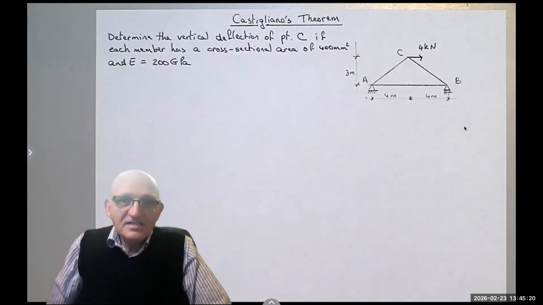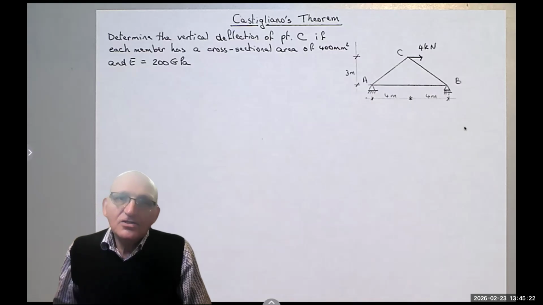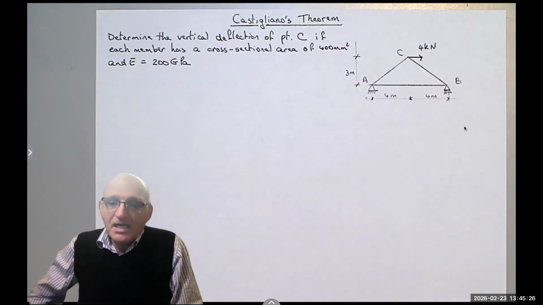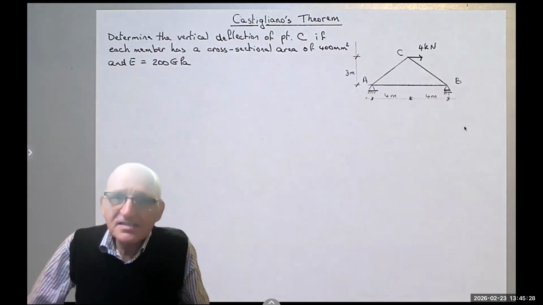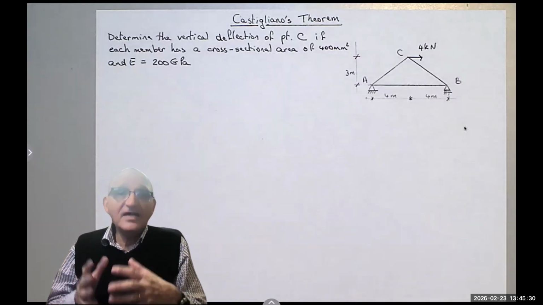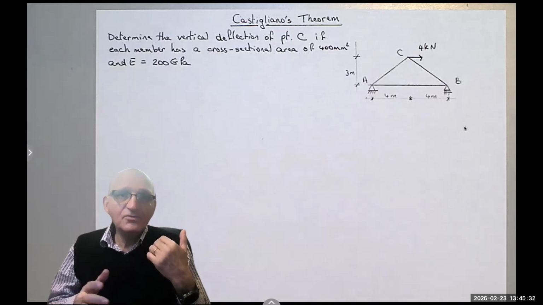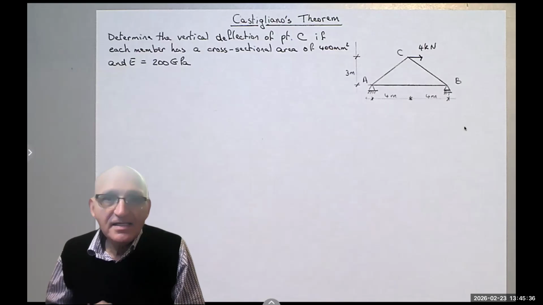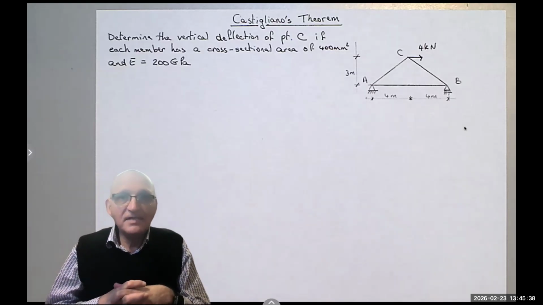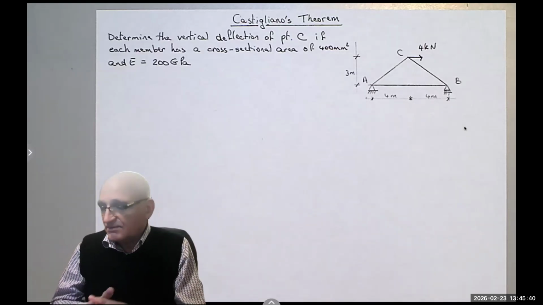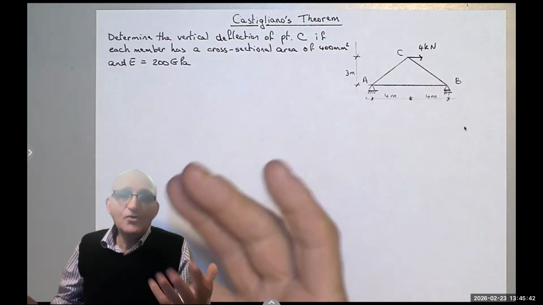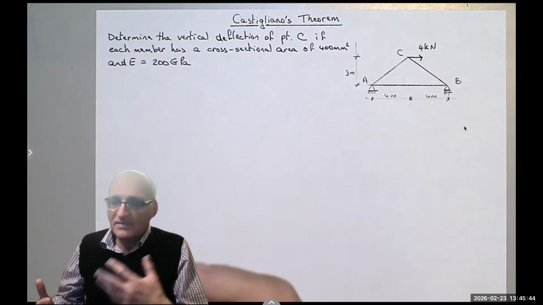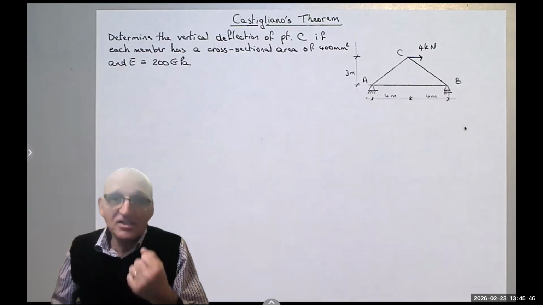In today's session, we are going to go over Castigliano's second theorem. Basically, this is a continuation of finding deflections in structures. Last time, we looked at the conjugate beam method. And this time, I will start with Castigliano's theorem in the easiest form, which is finding deflections in trusses.